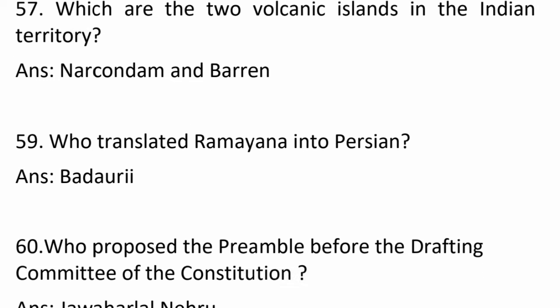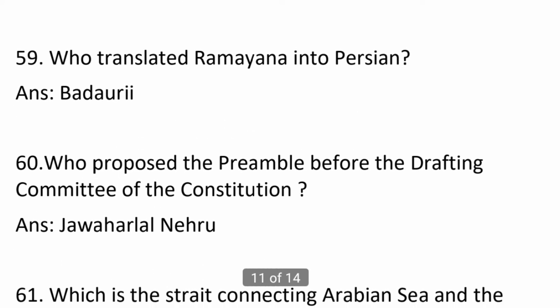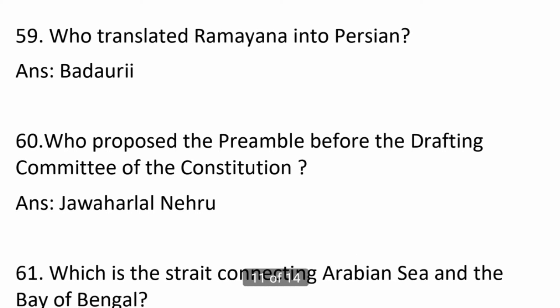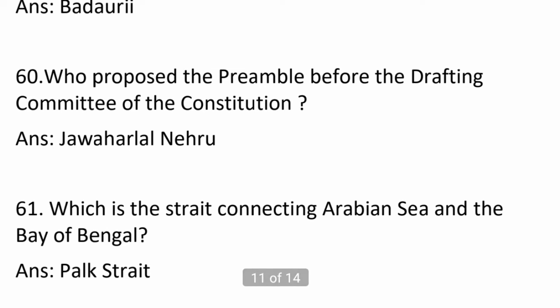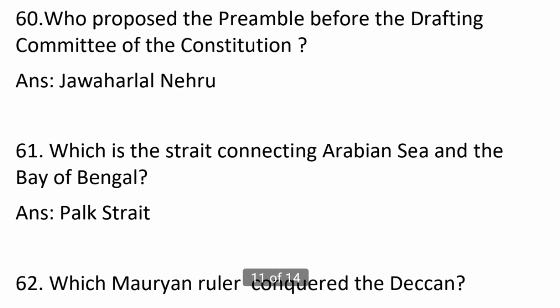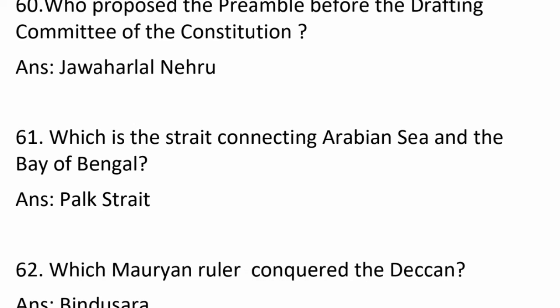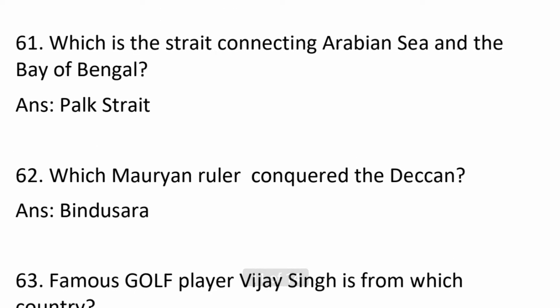Who translated Ramayana into Persian? Badauni. Who proposed the preamble before the drafting committee of the Constitution? Jawaharlal Nehru. Which is the strait connecting the Arabian Sea and the Bay of Bengal? Palk Strait. Which Mauryan ruler conquered the Deccan? Bindusara.